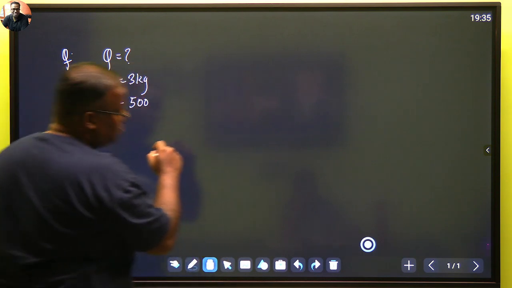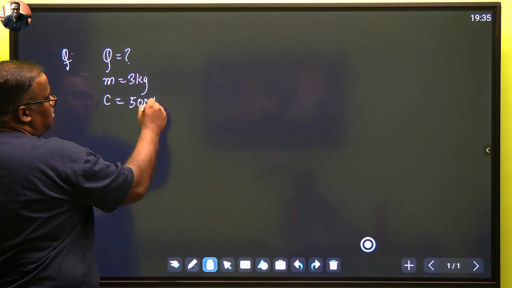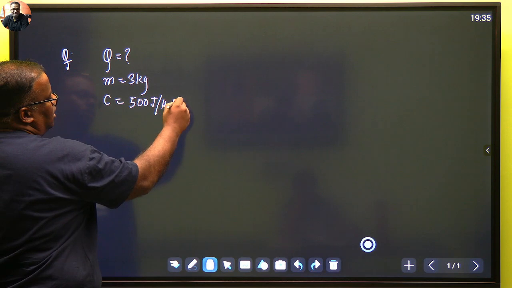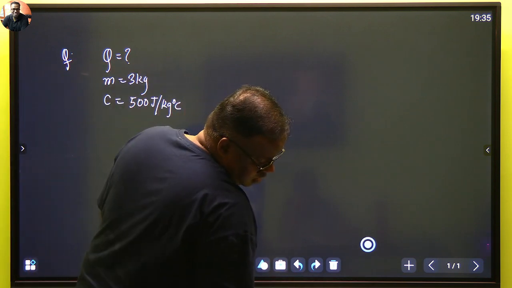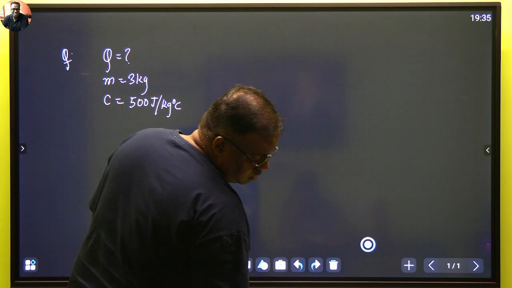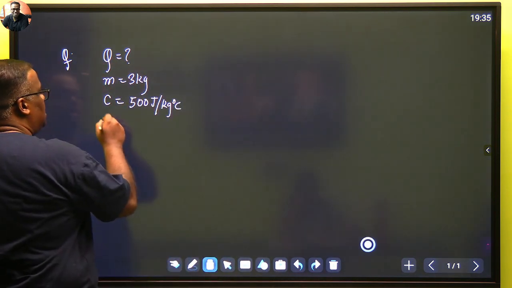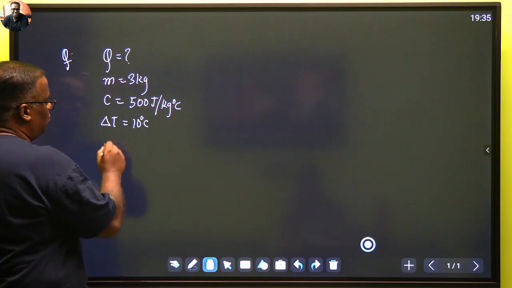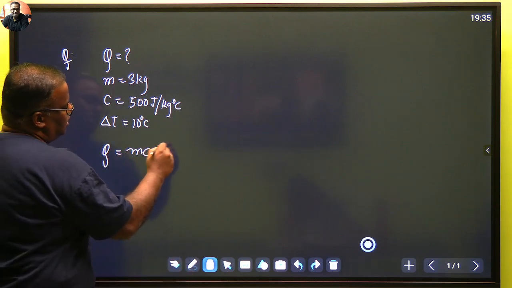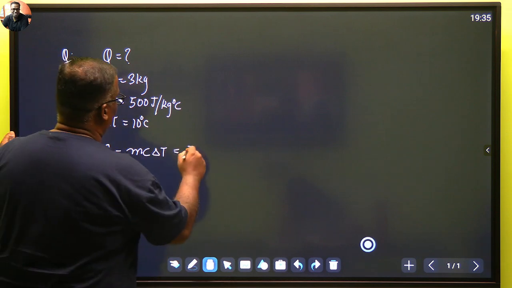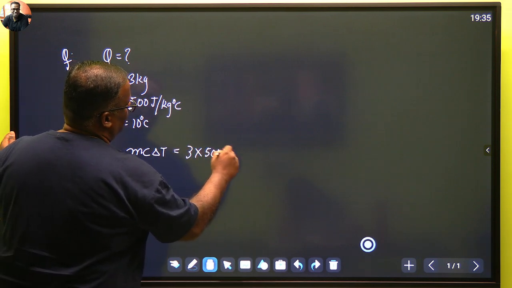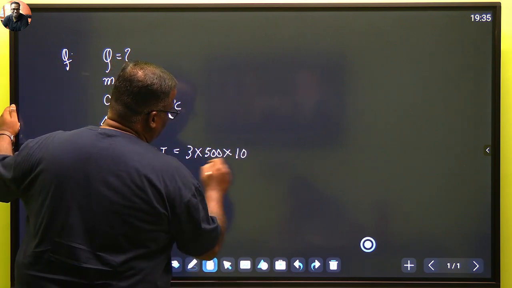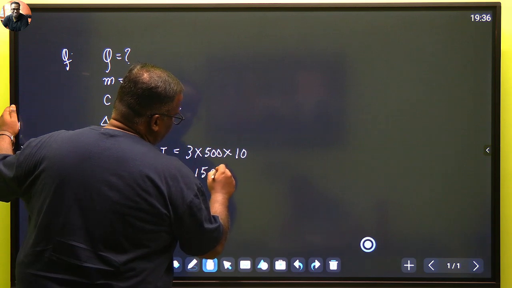Sometimes they may show it in kilojoules also. Joules per kg degree centigrade. Sometimes it may be in kilojoules. Do not be a scapegoat. To raise the temperature by 10 degrees means delta T is 10 degrees Celsius. So we need to find out what is Q. So Q is equal to mc delta T, or you write mc delta theta as in your book. So m into 500 into delta T, which is 10. So 500 into 10 is 5,000. So this will be 15,000 joules.